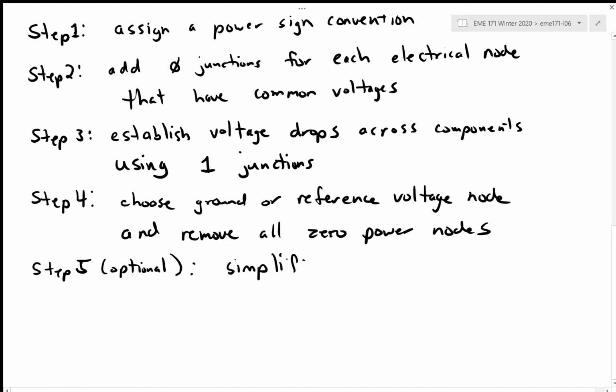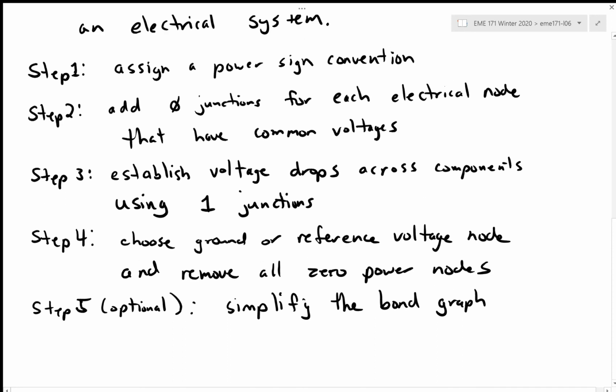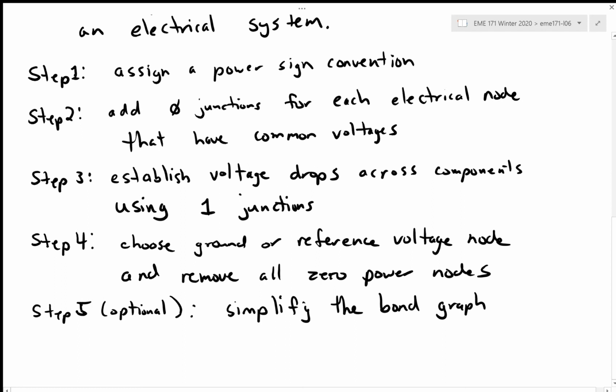Simplify. All right, those are the steps. Assign a power convention, put 0 junctions for each voltage, establish voltage drops between those 0 junctions using 1 junctions, and then choose a ground reference voltage node, remove it and all its associated nodes, and then simplify if possible. All right.